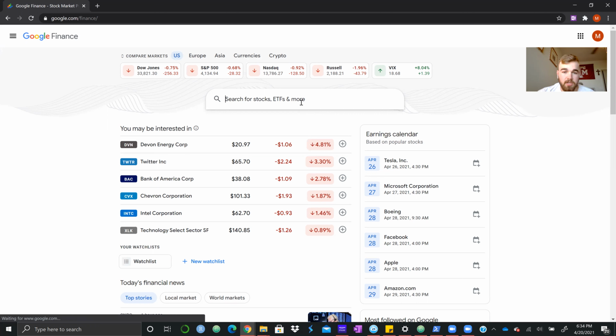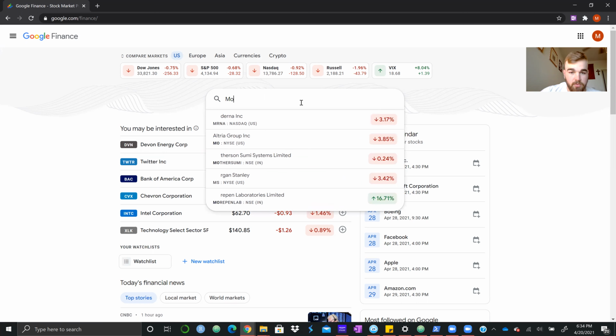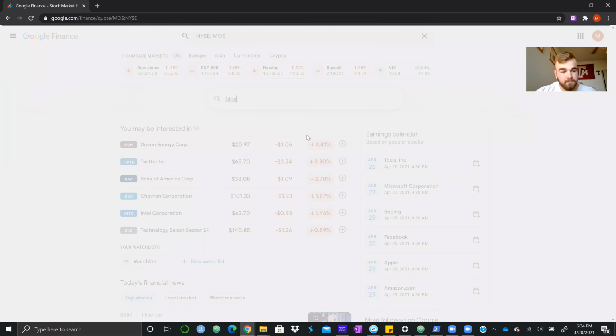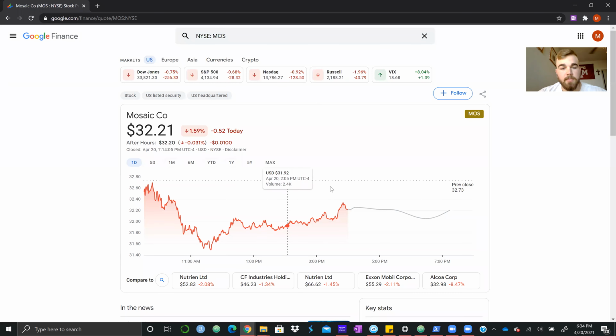So, for instance, last time we were looking at Mosaic. So, we'll look at Mosaic again. So, we'll go here to Mosaic. And as we can see, Mosaic is currently trading right now at $32.21 a share. So, companies are sold in shares, or shares of the company are sold.